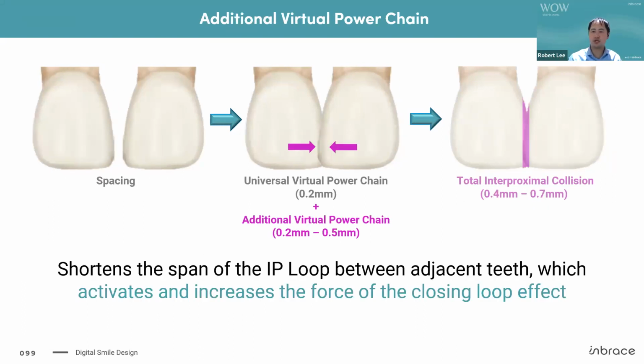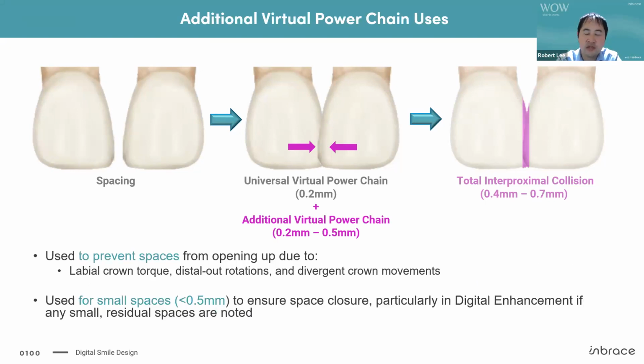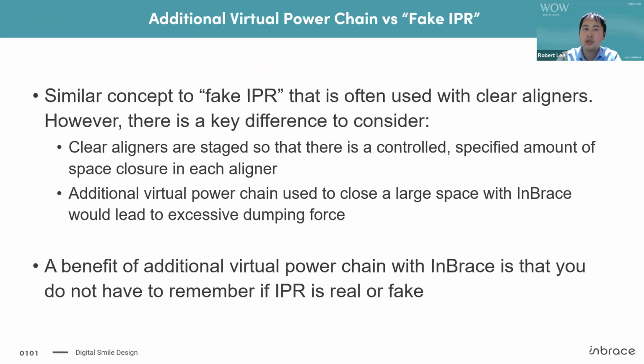Now, sometimes you need to add additional virtual power chain, which is increasing the force of the closing loop effect. And so we do this to either prevent spaces from opening up or to make sure that small spaces stay closed, or to close small spaces that are residual. And this is pretty similar to the concept of fake IPR that many people use in clear aligners, which is to increase the force by adding a little bit more interproximal collision. One of the benefits of InBrace over using fake IPR, so using additional virtual power chain, is you don't have to remember not to do it. Because with fake IPR, I hear it all the time. I've seen it happen where someone in the office didn't know it was fake, and they ended up doing the IPR.